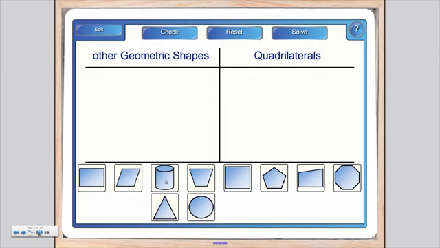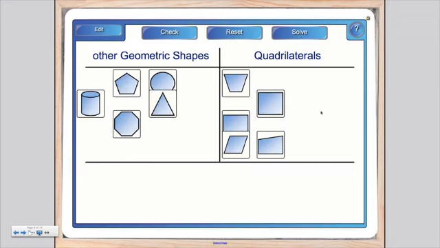Okay, for those of you who have a Smart Notebook file, just click the check button to see if you got it right. For those of you who do not have it, let's click Solve and see if you classified them correctly. You should have had these shapes over to the left, and these are all quadrilaterals to the right. Let's continue.